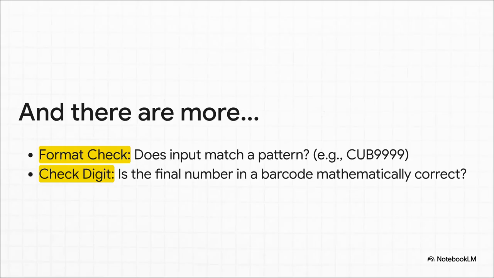And believe me, the list just keeps going. There are way more advanced checks, like a format check, that makes sure a postal code or an ID number follows a very specific pattern, or even a check digit, which is this really cool math trick used in barcodes to make sure the number was scanned or typed in correctly.